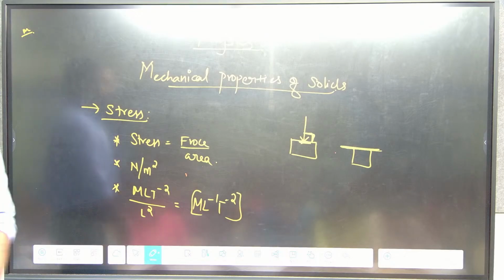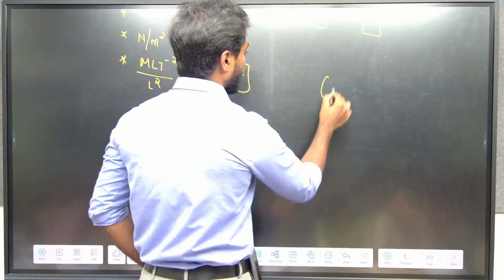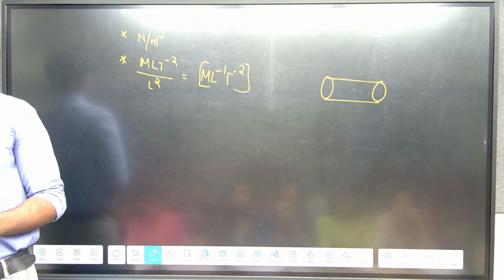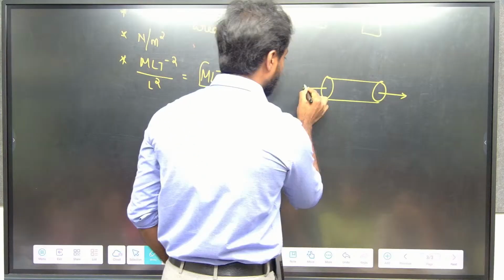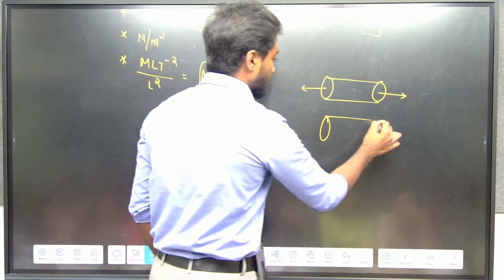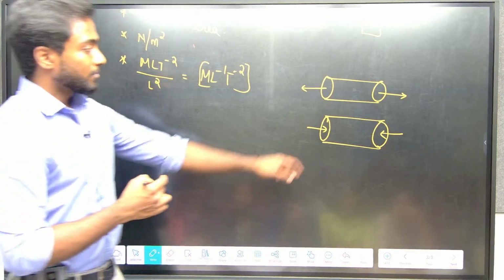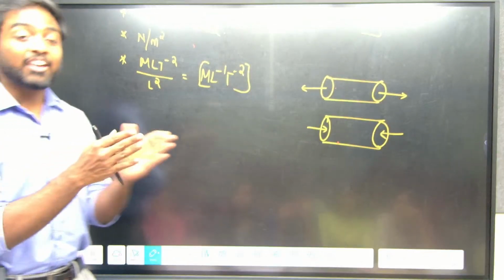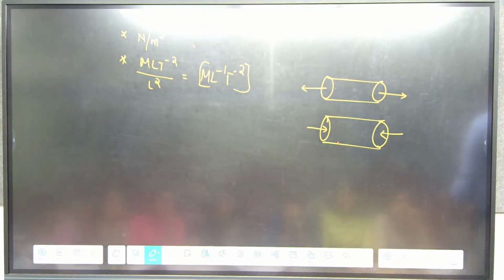Okay. So in this, if there is an object, and I try to pull or push, whatever it is, if I try to pull, it will expand. If I try to push this object from both sides, it compresses. So this is tensile stress, this is compressive stress. When it expands, it is tensile. When it compresses, we will say compressive stress. Okay. Take down the second point and third point.